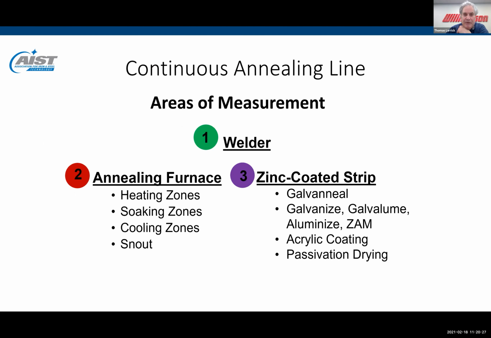There are 3 different areas associated with this process. There's the welder, the annealing furnace, and the zinc-coated steel strip.